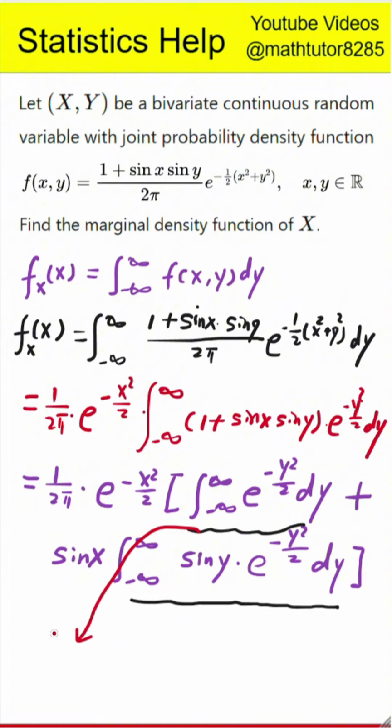Next step is to evaluate the two integrals. The first integral is well known. It evaluates to the square root of 2 pi. The second integral is an odd function being integrated over a symmetric interval, so its result is 0.